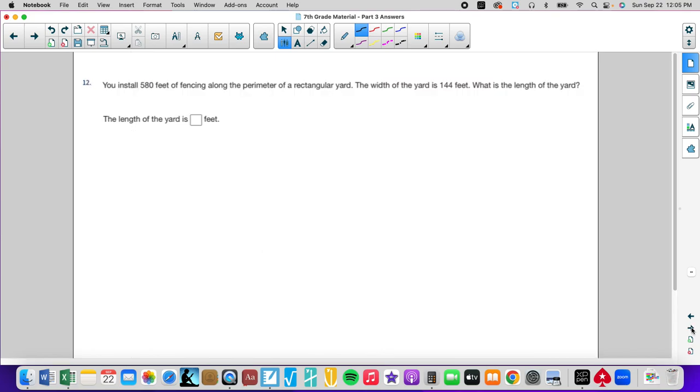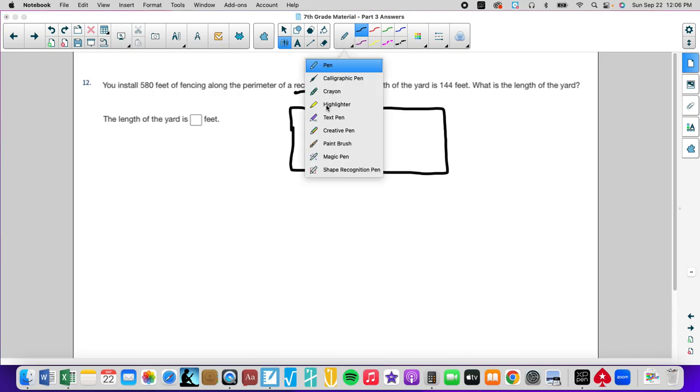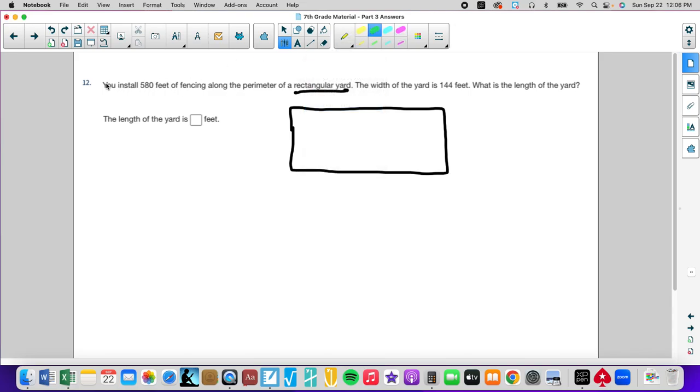Number 12, you install 580 feet of fencing along the perimeter of a rectangular yard. The width of the yard is 144 feet. What is the length of the yard? So we've got this yard that is a rectangle, and we're going to use 580 feet of fencing along the perimeter. If we add up all these distances, it's going to equal 580.